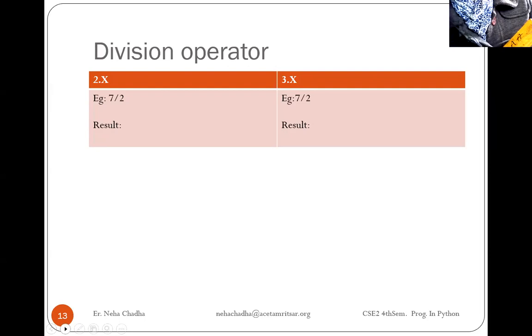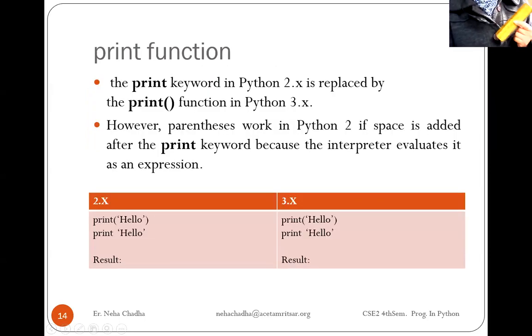Then is the print function. Print is a keyword in 2.x, but it is a function in 3.x. Firstly, I will tell you what print is. As in the case of C++ we have cout, in the case of C we have printf, in the case of Python we have print. If you have to print hello world, that is our basic thing, I will use hello or welcome, whatever you like. What will be your result?